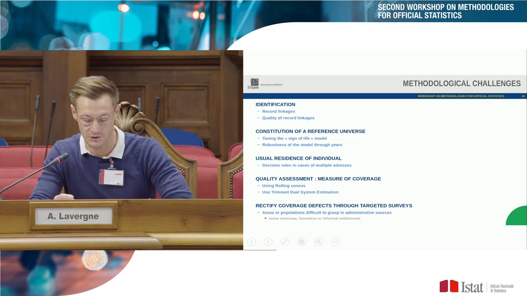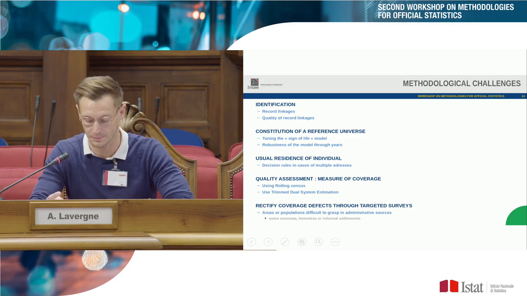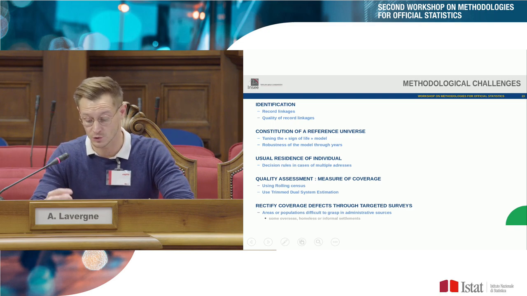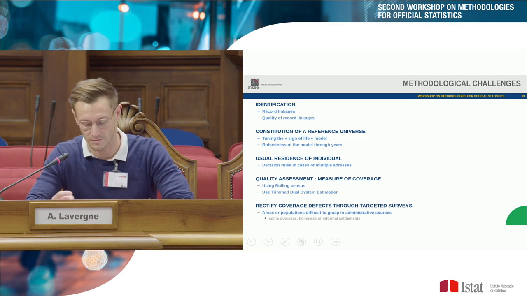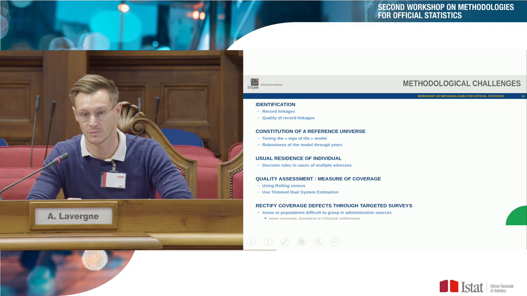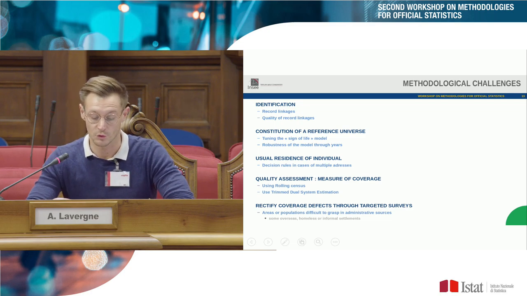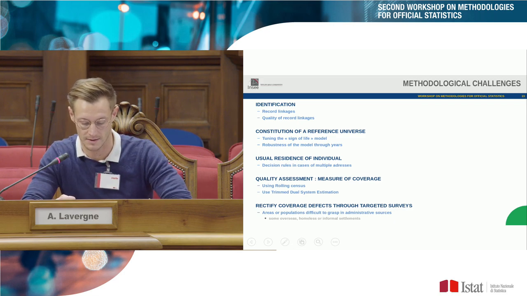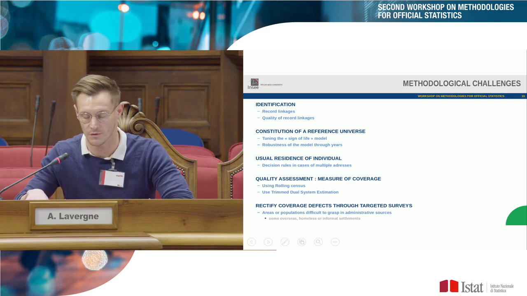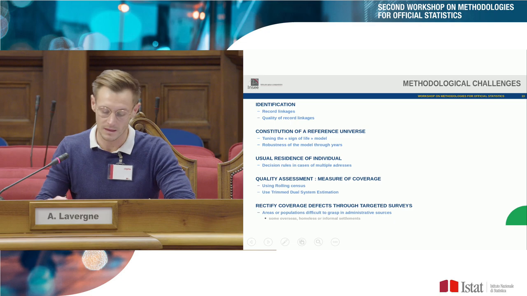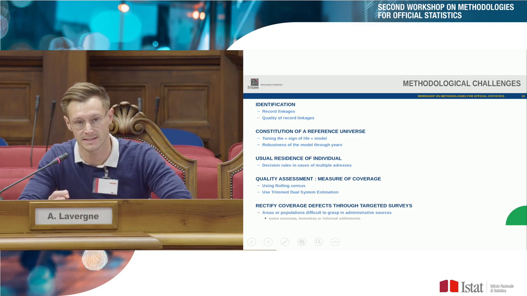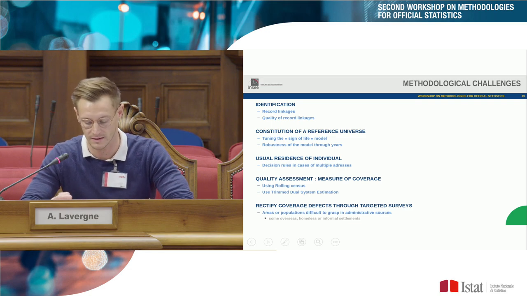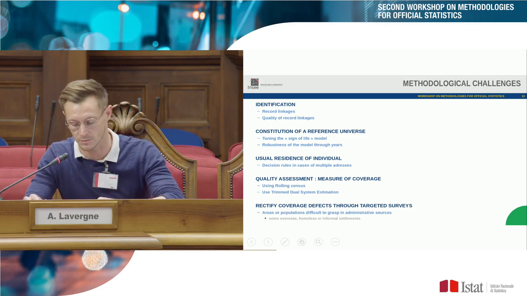So for each one of these tools, we face methodological challenges. To identify individuals, we aim to have the best record linkage. To measure the French resident population, we need to tune the science of life model. To assign a usual residence to each individual, prioritization rules will be implemented among each data source in case of multiple addresses. To measure the coverage of our reference populations, our objective is to implement the dual estimation method to identify the coverage defects in the register. And we are also conducting specific work on overseas individuals because we know that in these territories, the coverage of administrative sources may be less optimal.